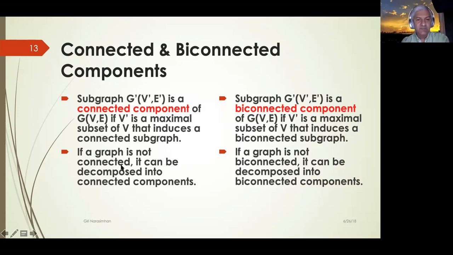Oh yeah, there is a second bullet here. It says, if a graph is not connected, you can decompose it into the connected components. So every vertex in the graph will belong to one connected component. And the corresponding definition for biconnectivity is that if the graph is not biconnected, then you can break it down into biconnected components where some vertices may be part of multiple biconnected components, but every edge is going to be part of only one.